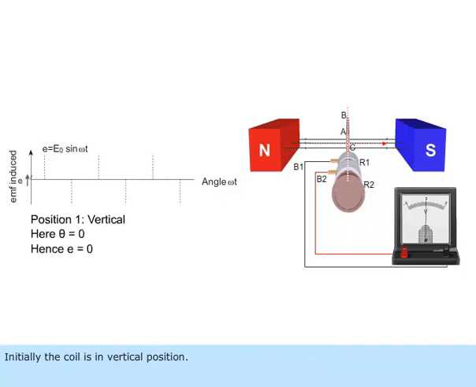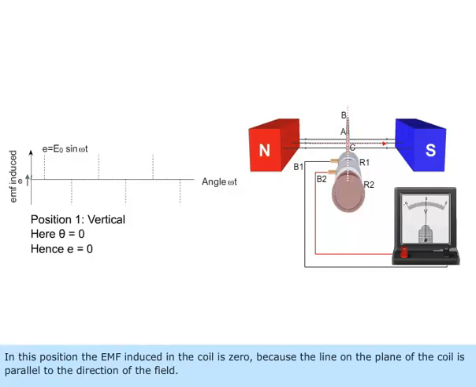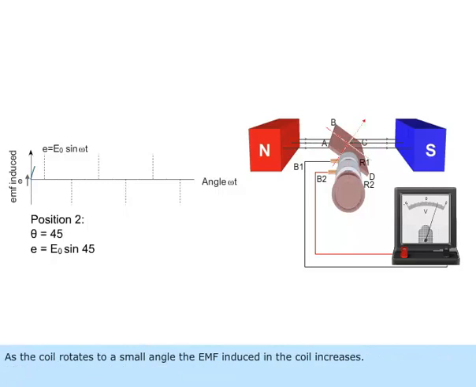Initially, the coil is in vertical position. In this position, the EMF induced in the coil is 0 because the line on the plane of the coil is parallel to the direction of the field. As the coil rotates to a small angle, the EMF induced in the coil increases.